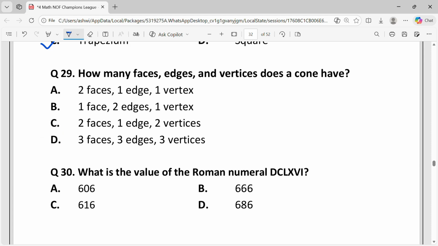Question 29. How many faces, edges, and vertices does a cone have? A cone has two faces, one edge, and one vertex. So the answer is A.